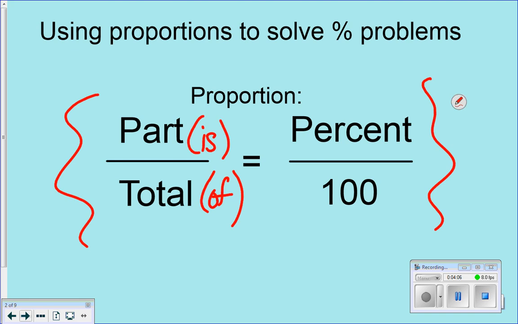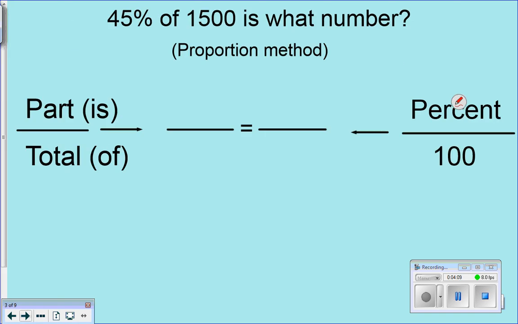Good, Merrick? Okay. So, this is the type of problem you're going to see. This is one type. Okay, so you might want to write in your notebook, right here, this is the problem. 45% of 1,500 is what number? Okay. So if I look at this, I have 3 things that I can already put into a proportion. 45% of 1,500 is what number?